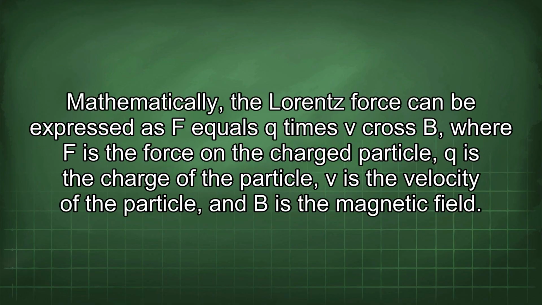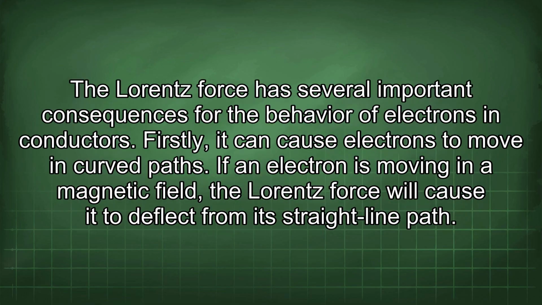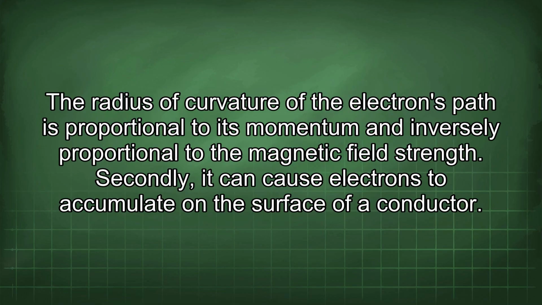Mathematically, the Lorentz force can be expressed as F equals Q times V cross B, where F is the force on the charged particle, Q is the charge of the particle, V is the velocity of the particle, and B is the magnetic field. The Lorentz force has several important consequences for the behavior of electrons and conductors. Firstly, it can cause electrons to move in curved paths. If an electron is moving in a magnetic field, the Lorentz force will cause it to deflect from its straight-line path. The radius of curvature of the electron's path is proportional to its momentum and inversely proportional to the magnetic field strength.